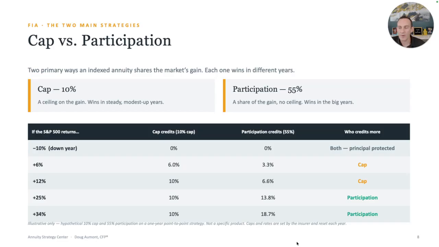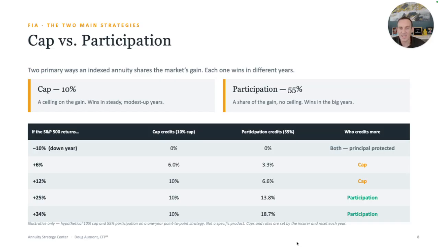All right, now in year four, we have a pretty big upside. The markets are up 25%. Again, the cap rate is fixed. You're locked in. You can't get above 10, so you receive 10% of interest. However, with the participation rate, you get a share. You get 55% of that 25%, which means you're going to see 13.8% credited. So which one wins? The participation rate wins.